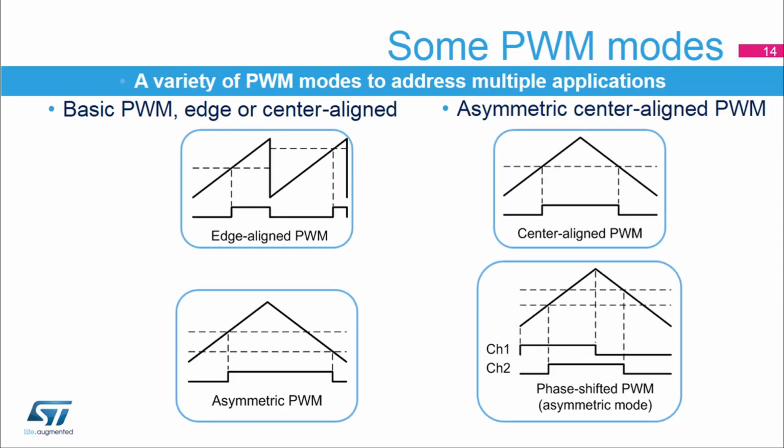This slide presents some of the PWM modes. The standard edge-aligned PWM mode is programmed with the Auto Reload register defining the period and the Compare register defining the duty cycle, the counter being in up-only or down-only counting mode. A single timer can generate up to 4 PWM signals with independent duty cycles and identical frequency.